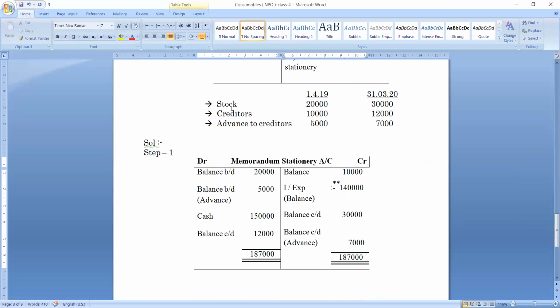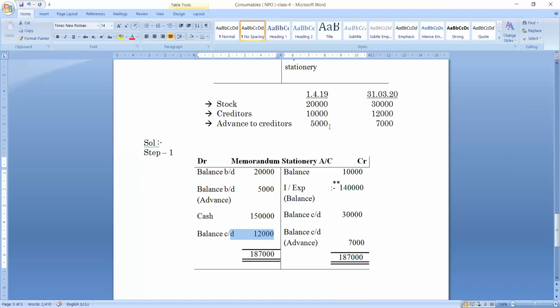We know that stock is an asset, starts from the debit side, with 20,000 and 30,000. Here 30,000, 20,000, and creditors start from the credit side, 10,000, 12,000. Now the question, advance to creditors. What is the meaning of advance to creditors? If you advance any amount to any creditors from whom you purchase material, then that advance to creditors is indirectly your asset. Remember my word, indirectly your asset.